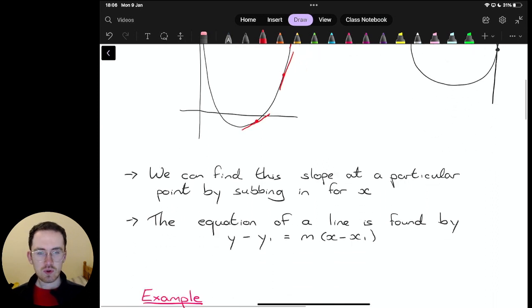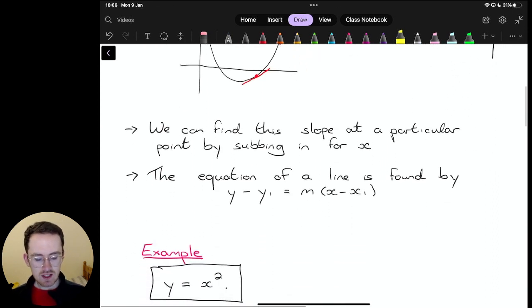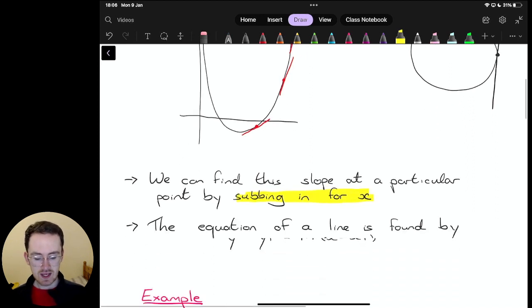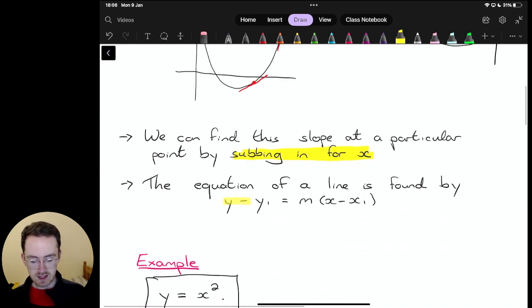Moving on a little bit more, we can find the slope at a particular point by subbing in for x. So if we're asked what is the slope at a particular point, like at the previous one, we saw the slope changes. If we want to find it at a particular point, they can give us that point and we can sub in. And lastly, equation of a line. We should remember this from coordinate geometry, but this is our formula for the equation of a line.